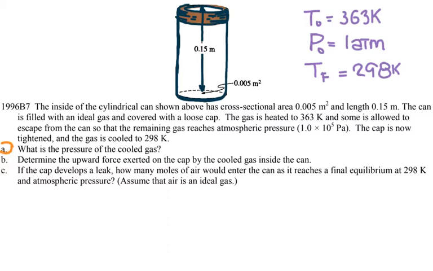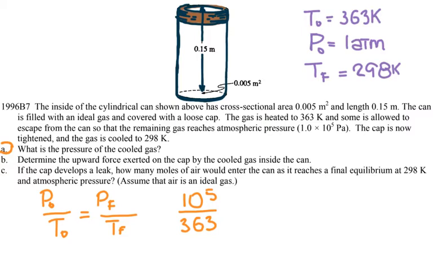So I can use the gas law, P sub 0 V sub 0 over T sub 0 is equal to P final V final over T final. But because my initial and final volume are the same, I can cancel them, and I have this expression left. Then my initial pressure is 1 times 10 to the 5th, and initial temperature is 363. You have to remember that if there is no delta T, then you have to plug in temperature in Kelvin.